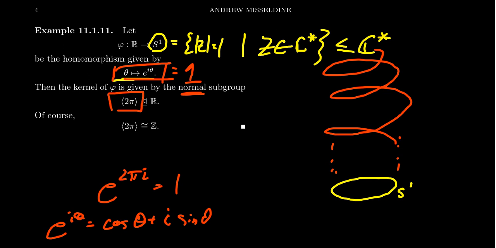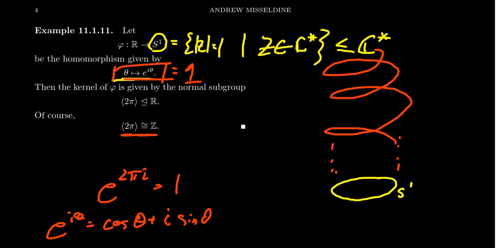Again, normal doesn't really mean too much here because after all, R is an abelian group with respect to addition. But that would be the kernel here, this cyclic subgroup generated by 2 pi. And I should mention that this is going to be an infinite cyclic group. There's no multiple of 2 pi that gets you back to 0. And so this is an infinite cyclic group. So the cyclic subgroup generated by 2 pi is actually isomorphic to the infinite cyclic group, the integers.